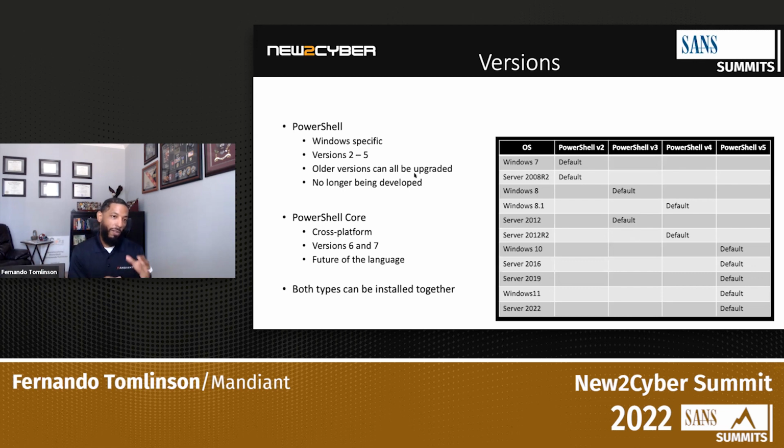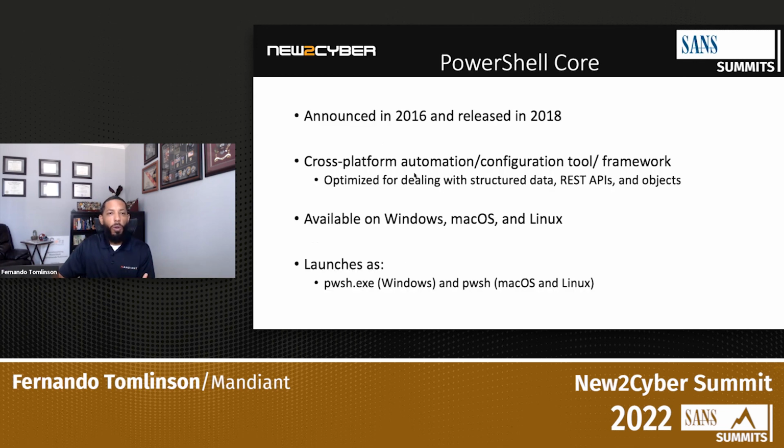PowerShell Core starts off with version 6 and then has version 7. By default, PowerShell Core is not installed on any operating system, so it's something that we would need to install. We can certainly run PowerShell Core and Windows PowerShell together on a Windows platform, just in case you wanted to be able to do that. So how do we go about getting PowerShell Core?